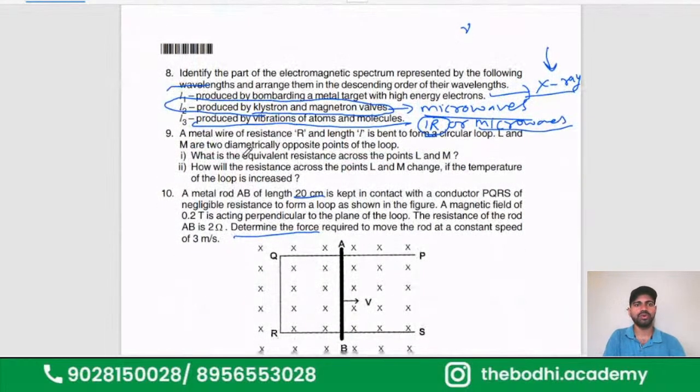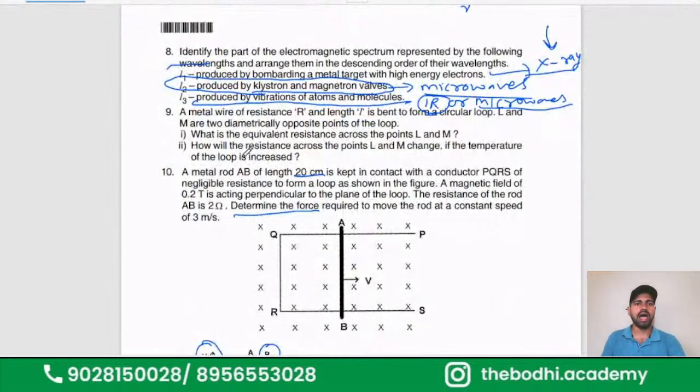Next one, question number 8. Identify the part of the electromagnetic spectrum represented by the following wavelengths and arrange them in descending order of their wavelengths. These kinds of questions are often asked. In every paper, there will be one question related to this topic. All right, so it goes like this.